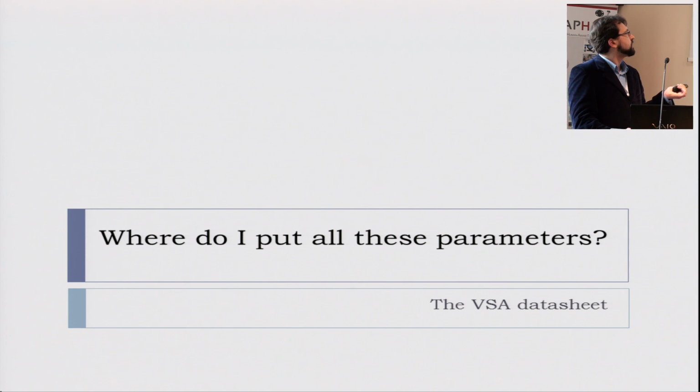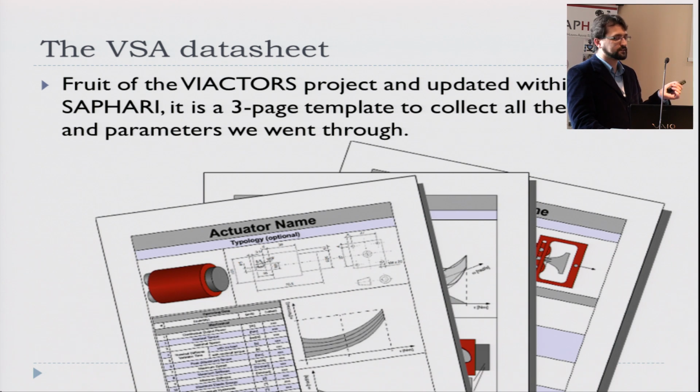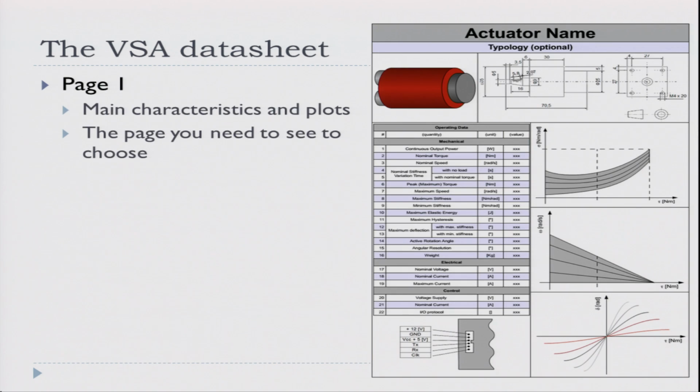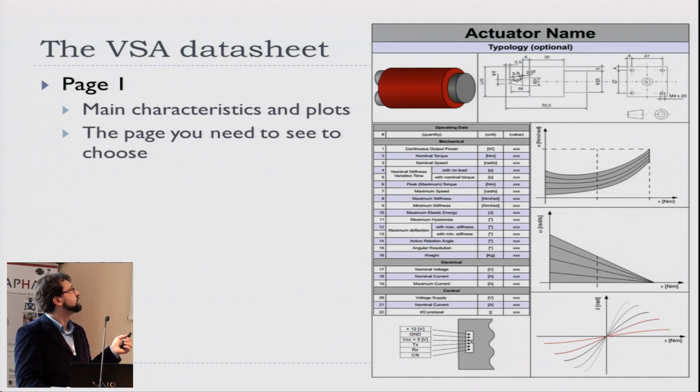So now that I have all these parameters, how do I put them together? All these parameters are in reality the fruit of something that we did in a project that ended some years ago called the Actuators, and now we are carrying it on in Safari, which is a 3-page template designed to collect all the plot and parameters that we have described. On the first page, you have the main characteristics, and it's the kind of page that you would like to see when you have to choose the motor. This is like the first page of a book.